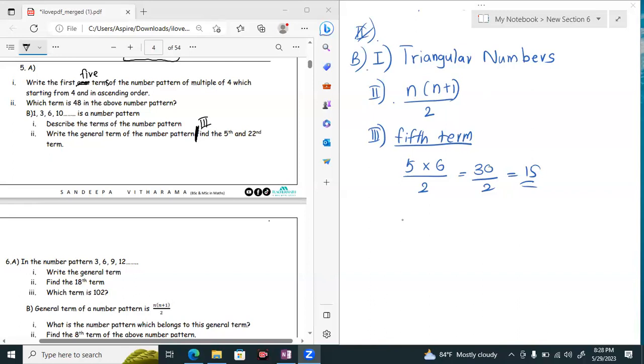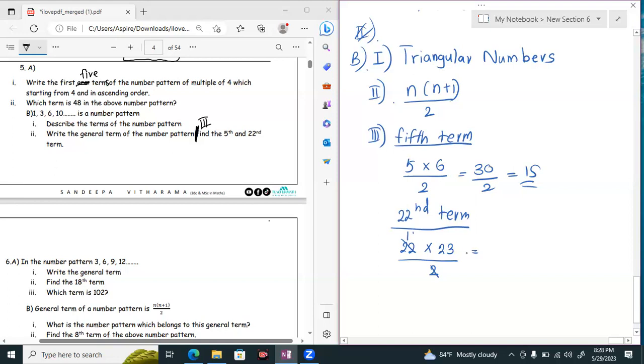Okay. Then the 22nd term. To find the 22nd term, 22 times 22 plus 1, it is 23, over 2. Then look, 22 can be divided by 2. In this case also like that, okay? Just as 6 can be divided by 2 and you can obtain 15 easily, here we get 11. Then 23 into 11.